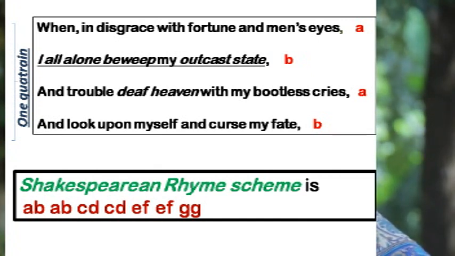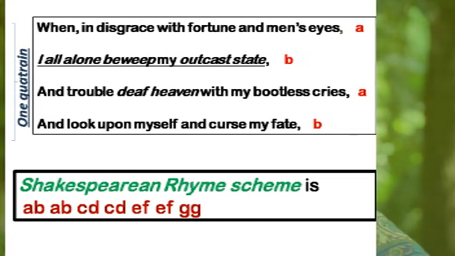And then, "and trouble deaf heaven with my bootless cries." So, what does it rhyme with? Eyes and cries. So, another A. So, A, B, A. Okay. "And look upon myself and curse my fate." State rhymes with fate. So, A, B, A, B. So, the first quatrain is over. All right. So, the rhyme scheme is done.